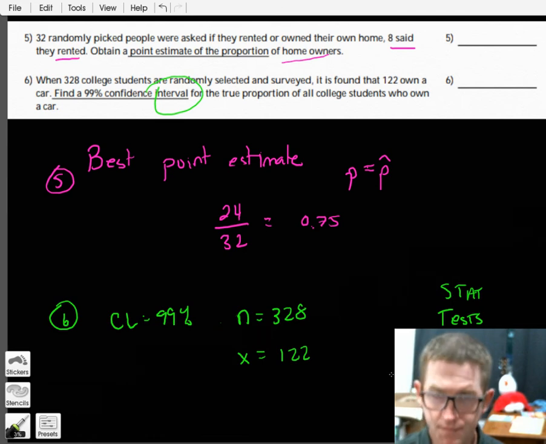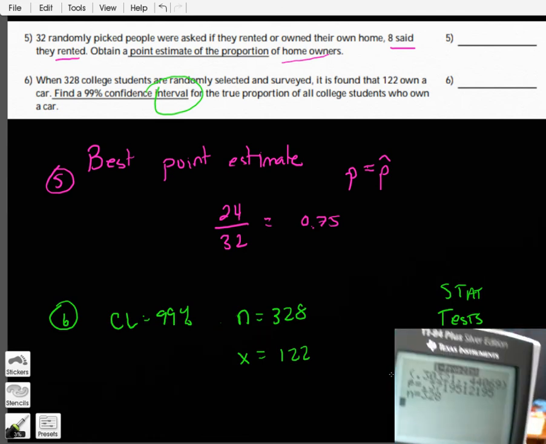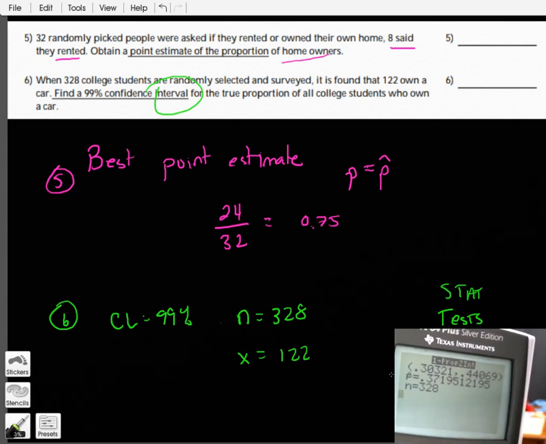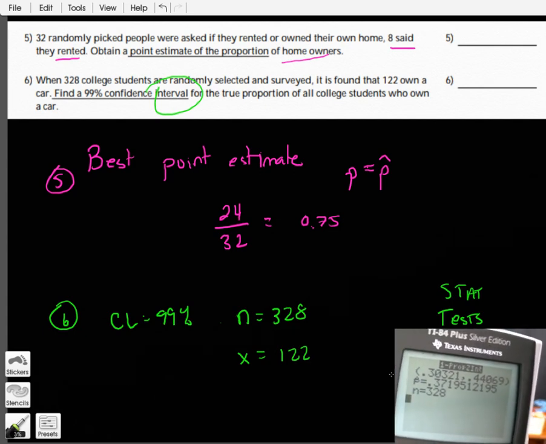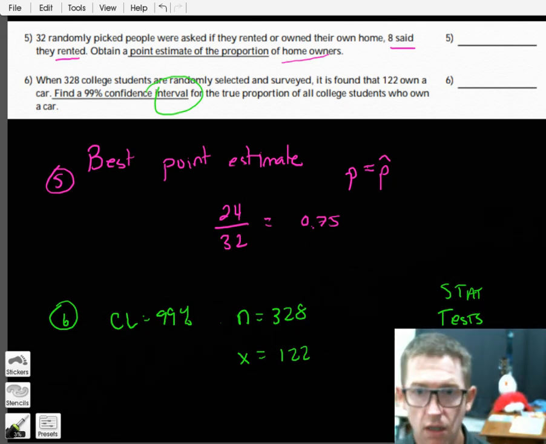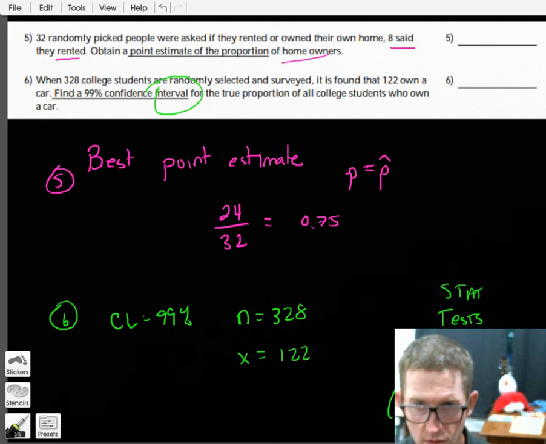And I'm going to hit calculate. And then out spits my interval. So my interval is 0.303, comma 0.441, about, rounding to 3 decimal places. Okay, so my confidence interval is 0.303, comma 0.441.